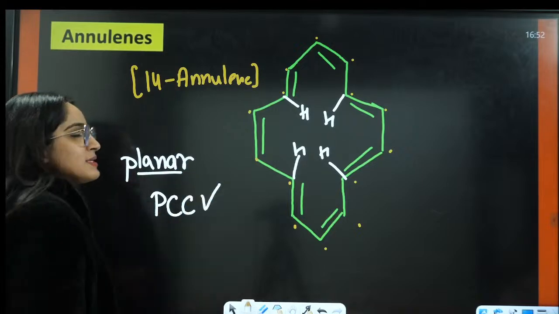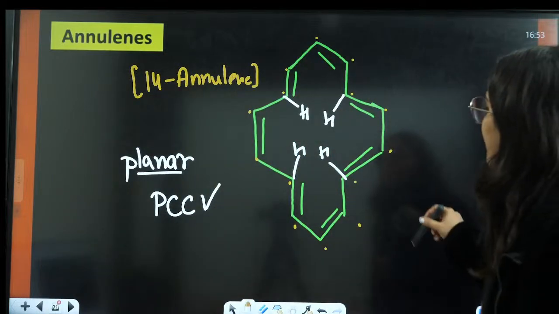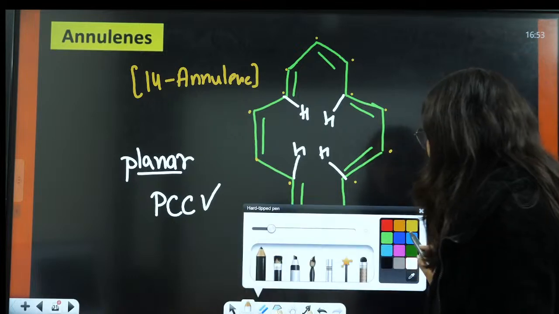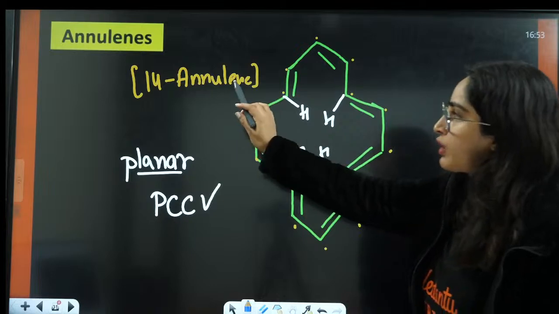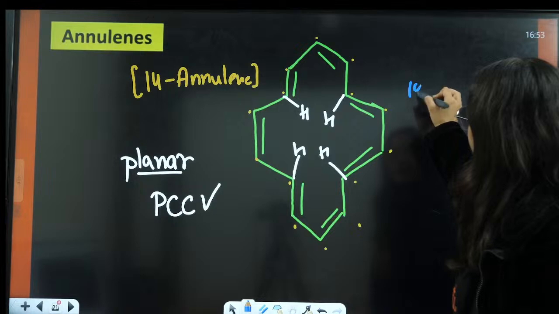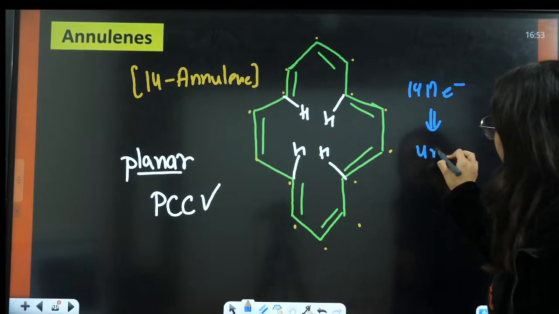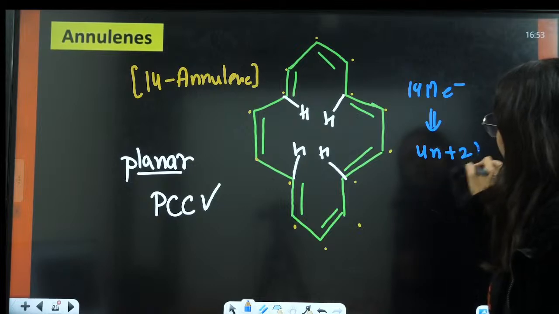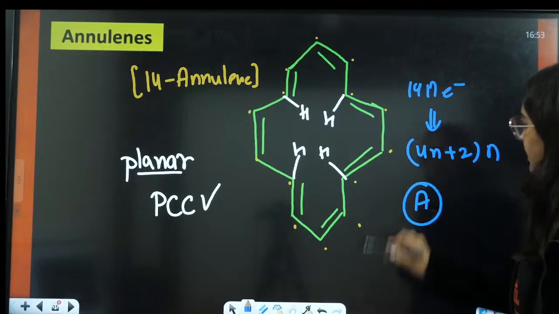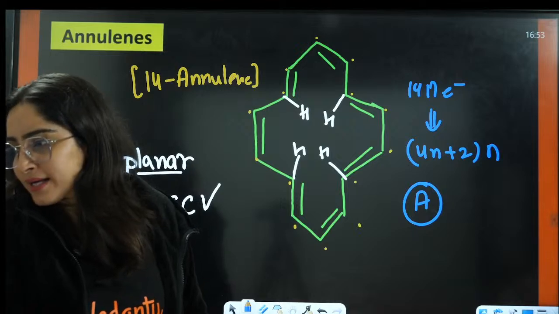This will follow PCC. That means complete conjugation, and it is also cyclic. So what will happen here? Let us calculate the number of pi bonds here. It has 7 pi bonds, so it will have 14 pi electrons, and that will be 4n plus 2 pi electrons, right? Where n is 3: 12 plus 2, right? So this will be an aromatic compound.